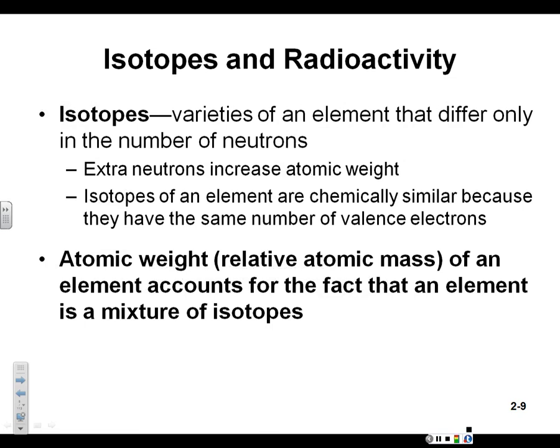Isotopes. Isotopes are different forms of an element that have the same atomic number but a different number of neutrons. All right? So they have the same number of protons and electrons, but they have a different number of neutrons. All right? So the physical properties are different, but the chemical properties are going to be what? Similar. Make sense? Yes or no?